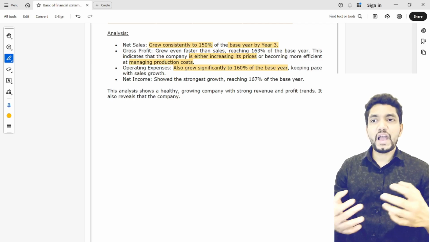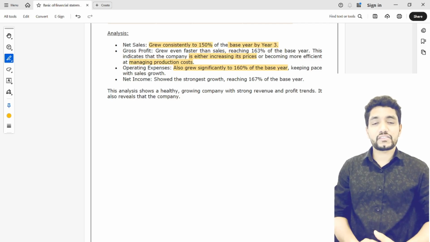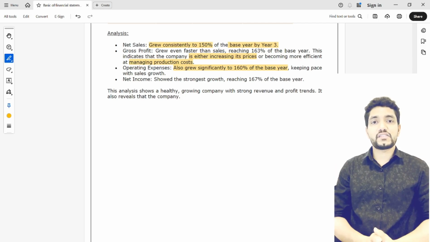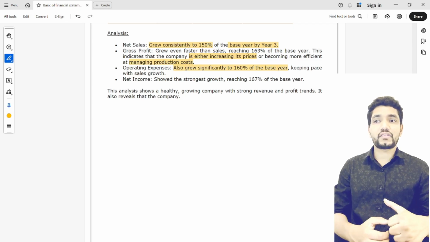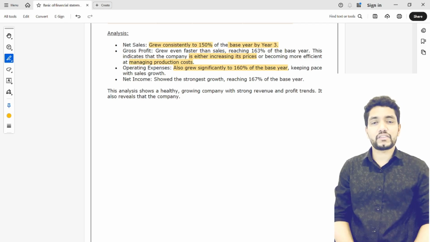So in this discussion, we have discussed what a financial statement is, what the key financial statements are, and the two major financial statement analyses, horizontal analysis and vertical analysis.